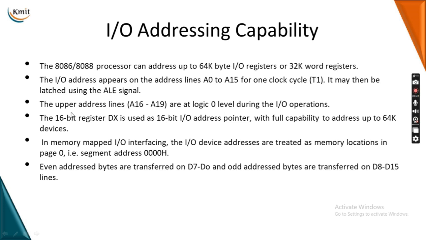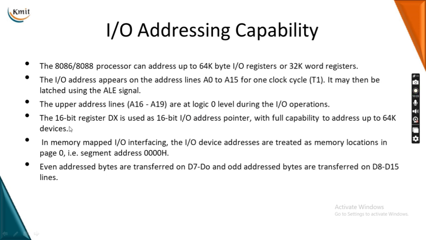The upper address lines, which are A16 to A19, will be 0 during all the IO operations. Getting your point here? Why are they 0? Because we have 16-bit IO addresses. To store a 16-bit address, you have A0 to A15. But we have a 20-bit address bus in our 8086, so we could use A16 to A19 as well. But for IO addressing, A16 to A19 are at logic 0 level, or you can connect them to ground.